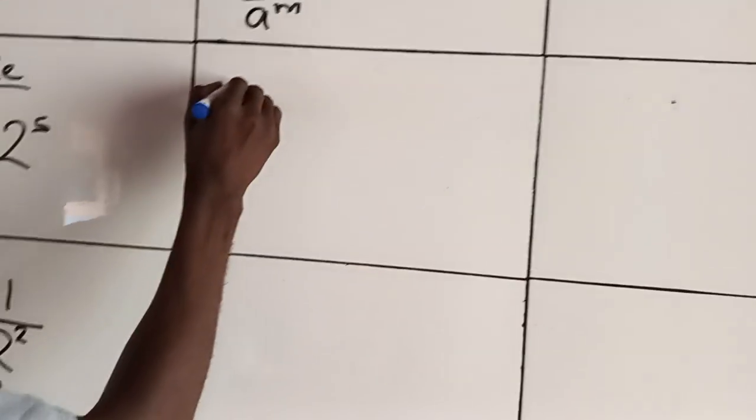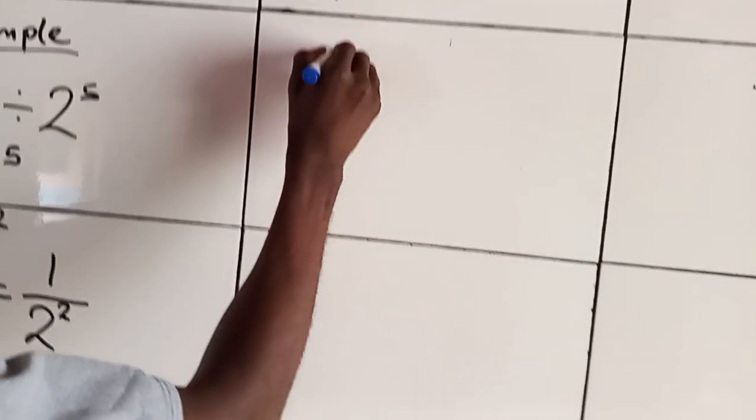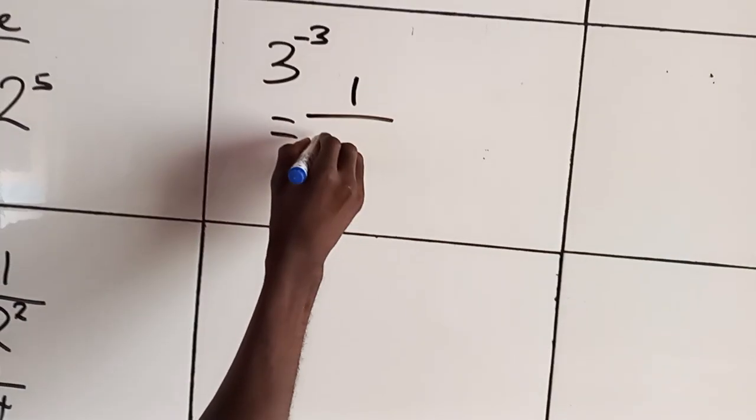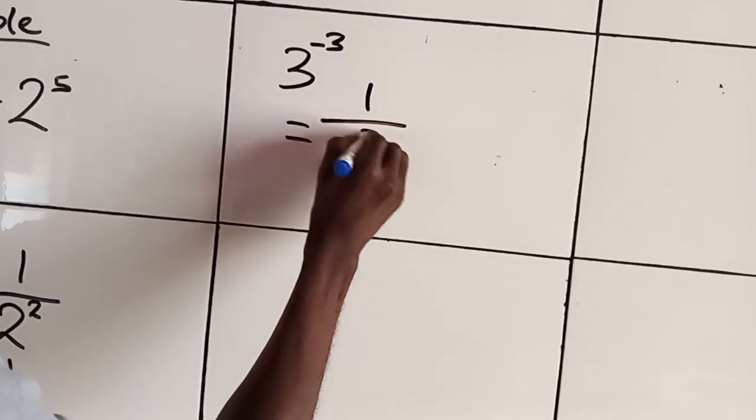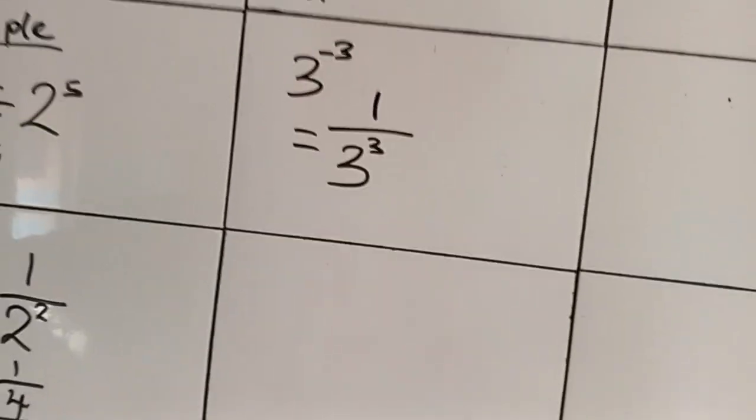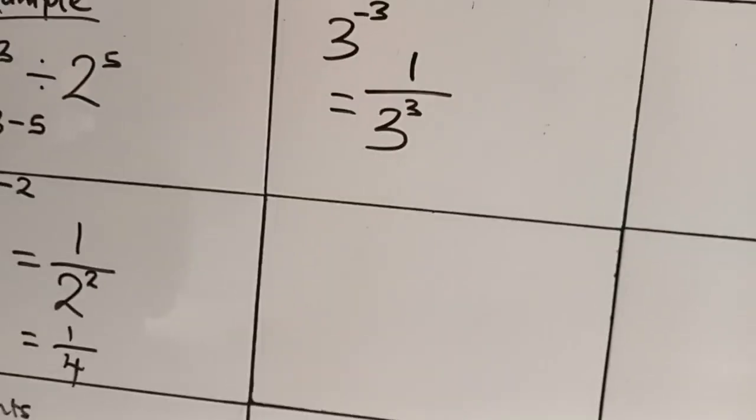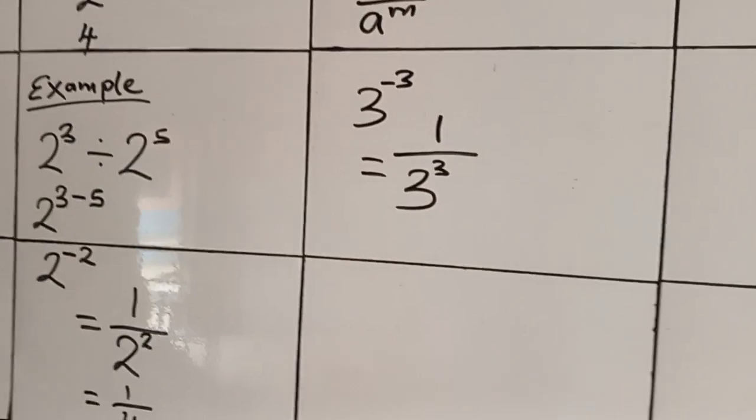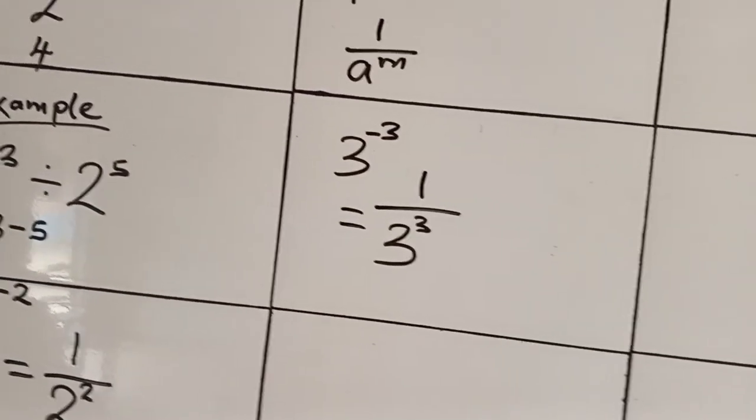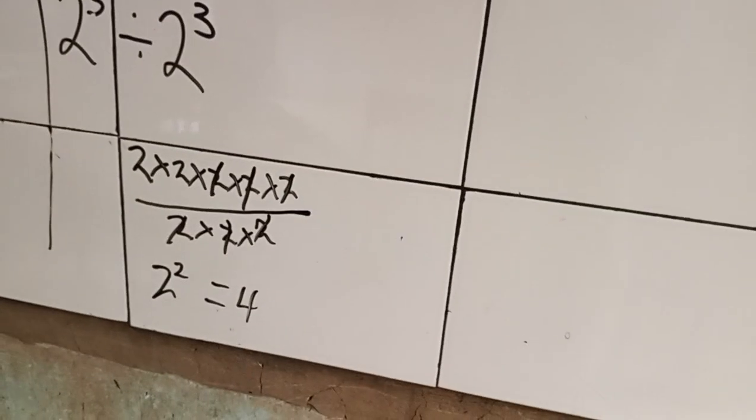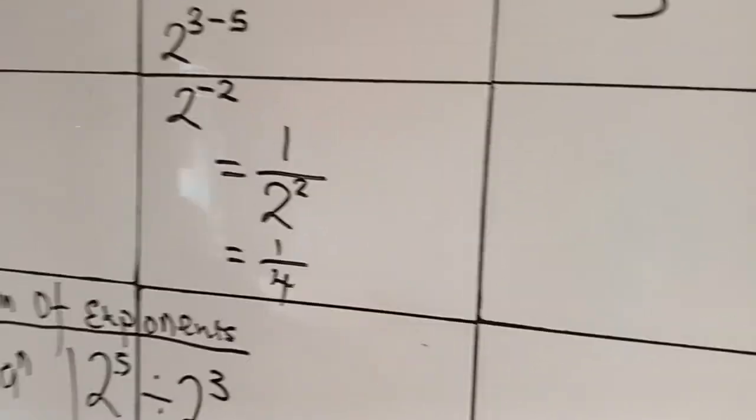So let's say we have 3 raised to the power of minus 3. This is going to be equal to 1 all over 3 raised to the power of 3, and 3 raised to the power of 3 is equal to 27. So the negative sign of the power can be removed using a fraction. So let's go to another law.